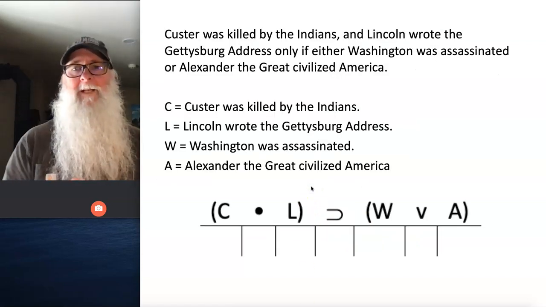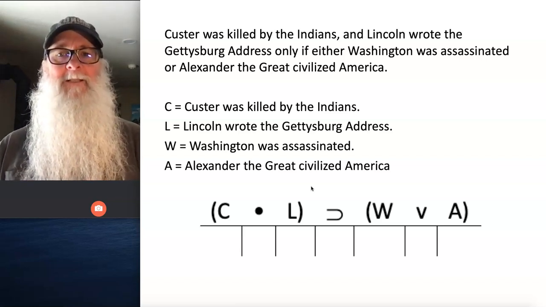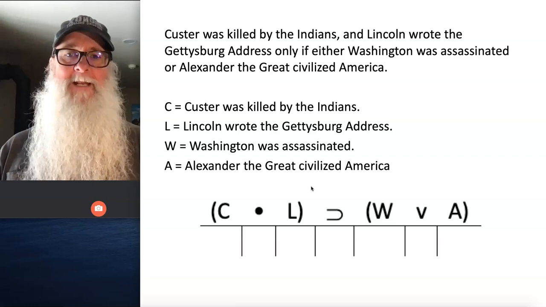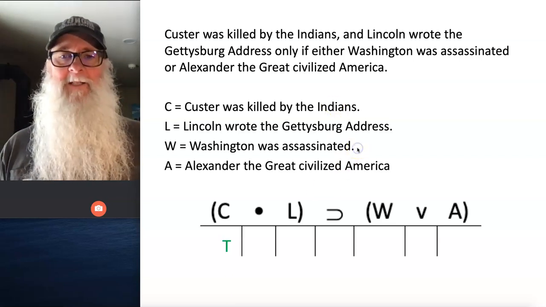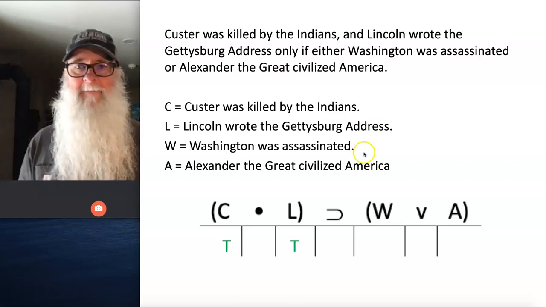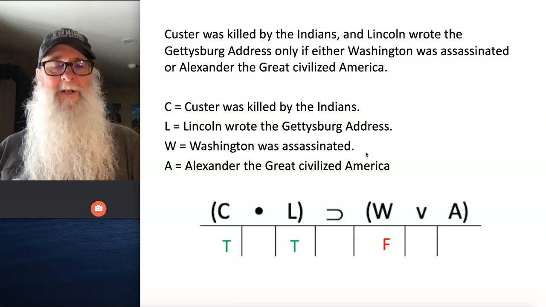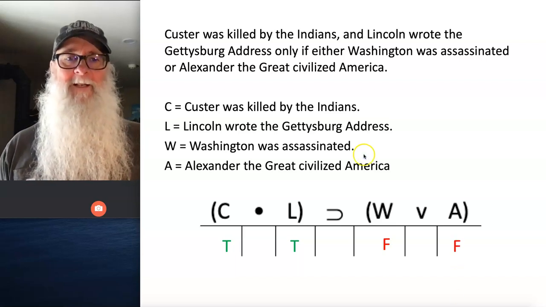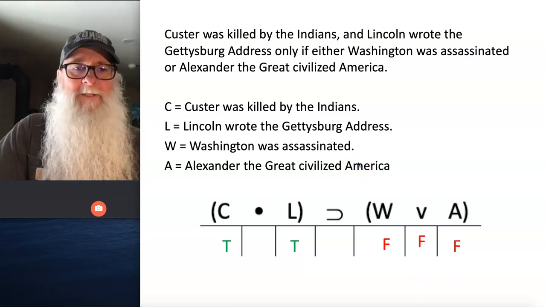All right, I used C for Custer was killed by the Indians, L for Lincoln wrote the Gettysburg Address, W for Washington was assassinated, and A for Alexander the Great civilized America. And we can start to fill in our truth values. Yes, Custer was killed by Native Americans. Yes, Lincoln wrote the Gettysburg Address. That is true. No, it's false that Washington was assassinated, and it's false that Alexander the Great civilized America. So now we can fill in the rest of our truth values.